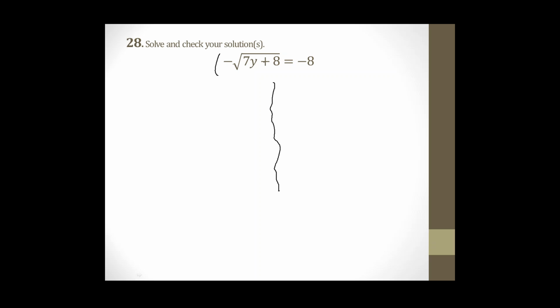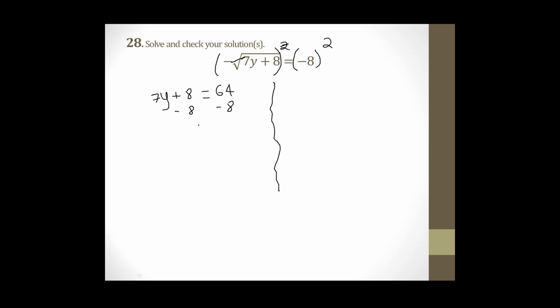First thing is first, I'm going to go ahead and square it. If I square one side, I have to do the same thing to the other side. Any negative number squared is going to be positive, so I don't need to worry about it. This cancels out, so I'm left with just 7y plus 8 equals 64.